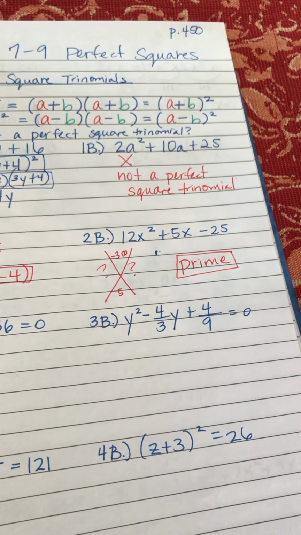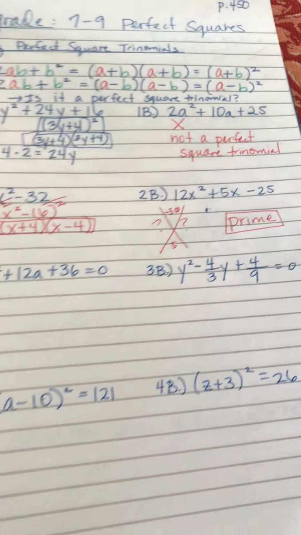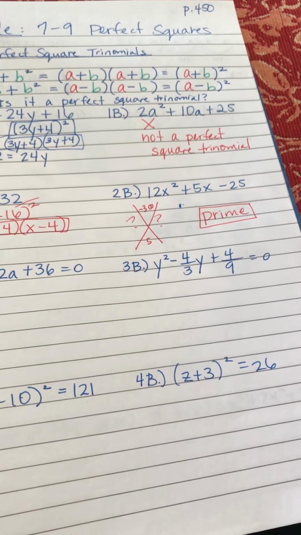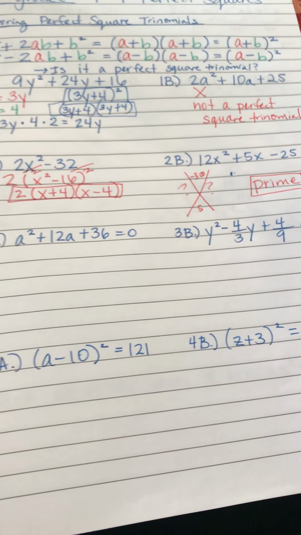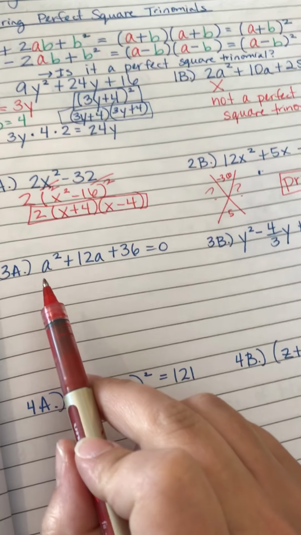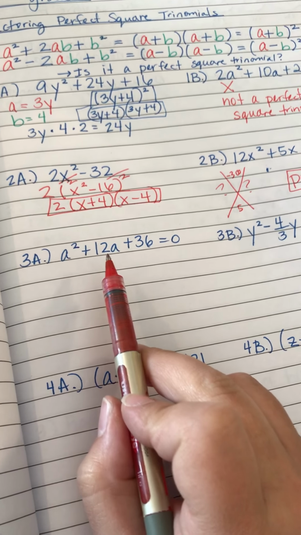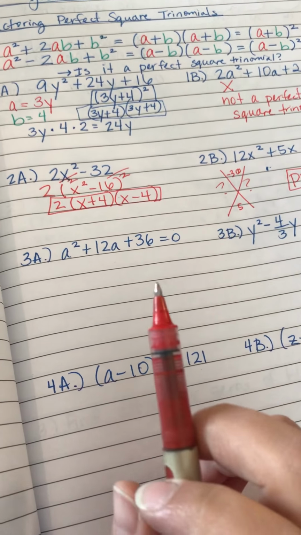I cannot factor this polynomial. Now, I can find the solution of it technically if I have an equals 0, but I would have to use the quadratic formula. Okay, on this one, we have a squared plus 12a plus 36.